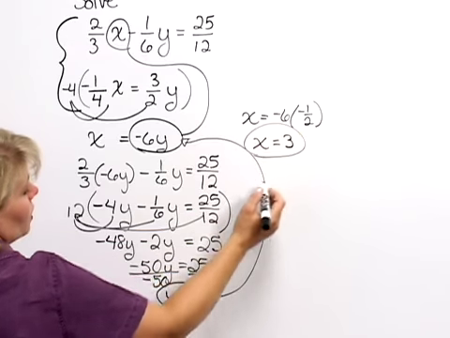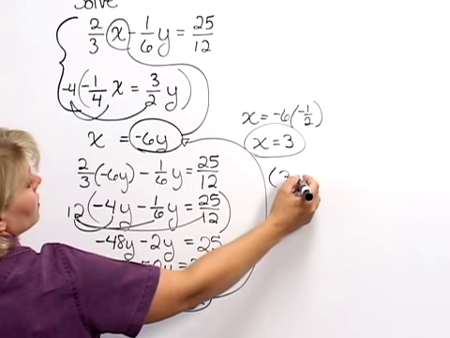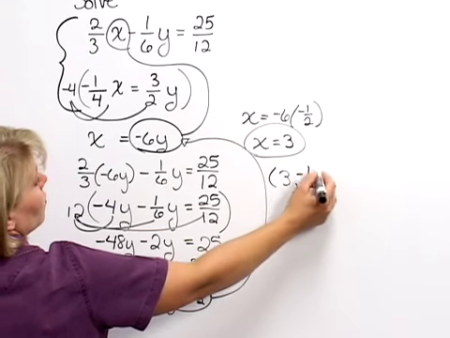So now that x is 3 and y is -1/2, the point where these two lines cross is at (3, -1/2).